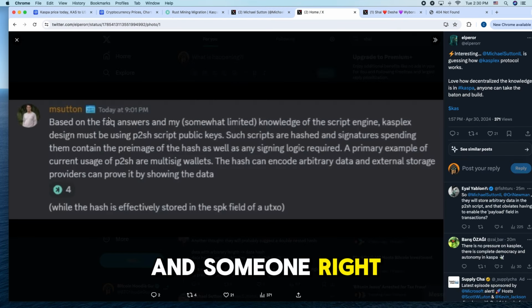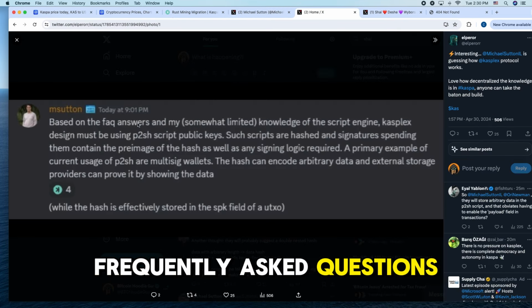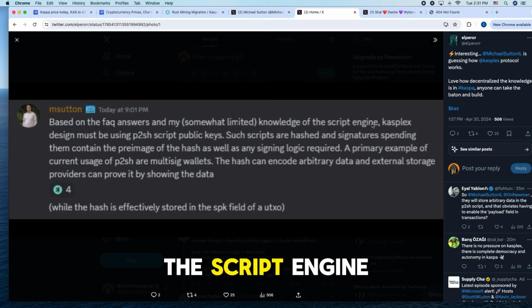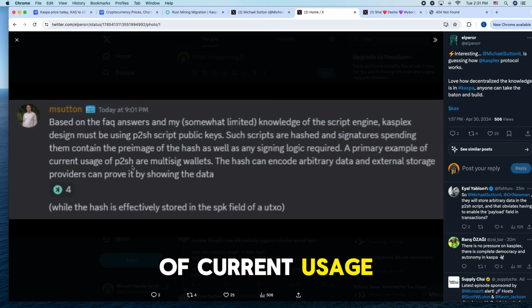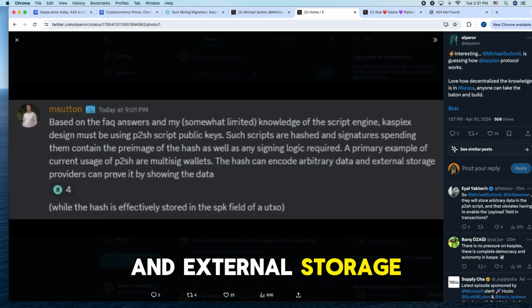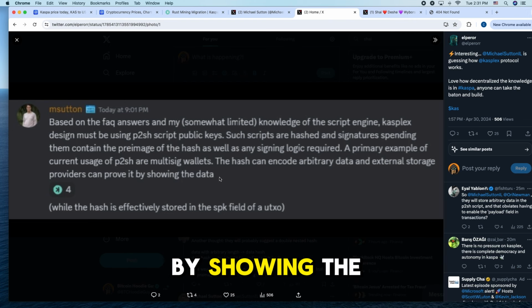And someone right here said, based on the frequently asked questions and my somewhat limited knowledge of the script engine, Kasplex design must be using P2SH script public keys. Such scripts are hashed, and signature scripts spending them contain the pre-image of the hash as well as any signing logic required. A primary example of current usage are multi-sig wallets. The hash can encode arbitrary data and external storage providers can prove it by showing the data, while the hash is effectively stored in the SPK field of a UTXO.